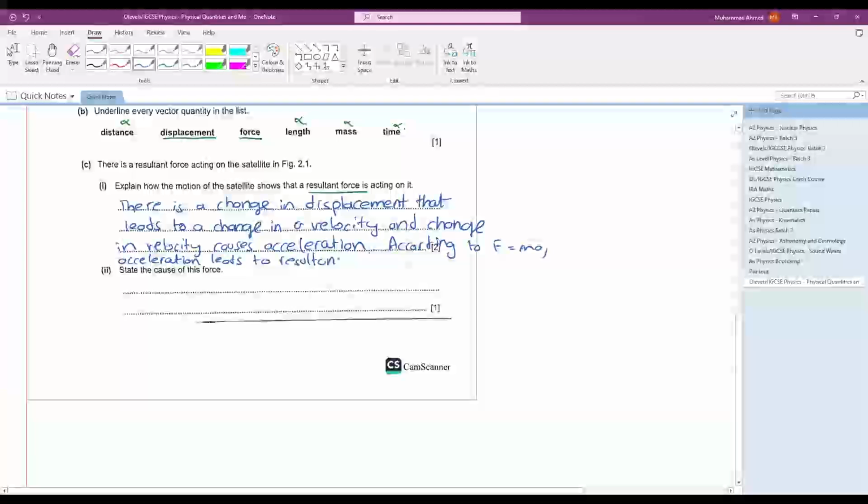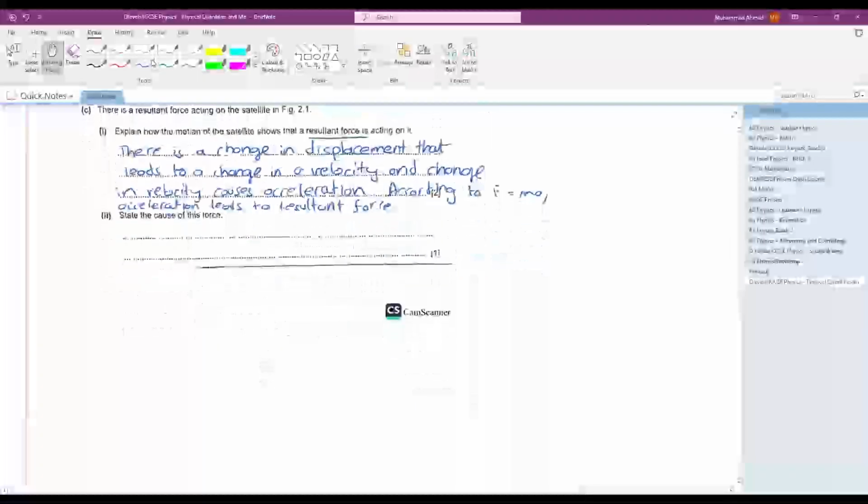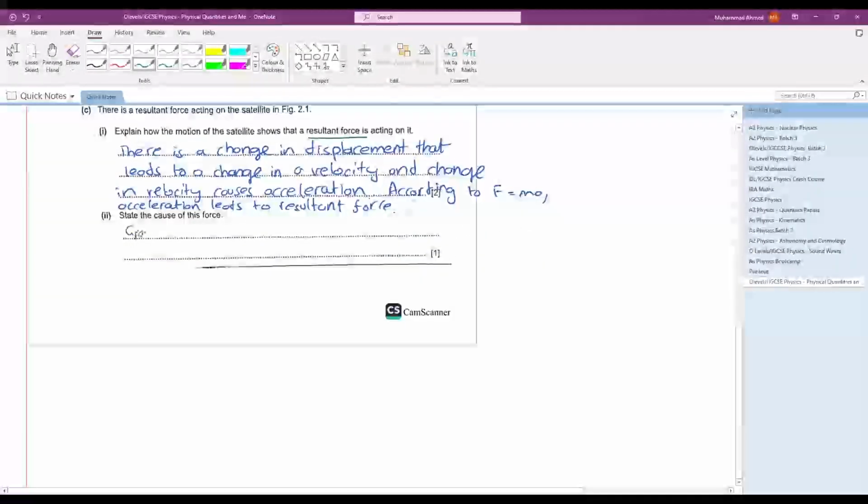Okay, let's move on to the last question of this. State the cause of this force. What will be the cause of this resultant force acting on the satellite? The gravitational pull of Earth. You can say gravitational pull or gravitational force of Earth on the satellite. Simple as that.